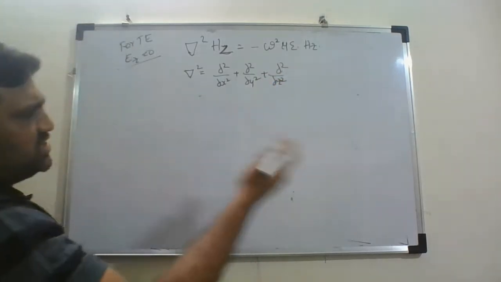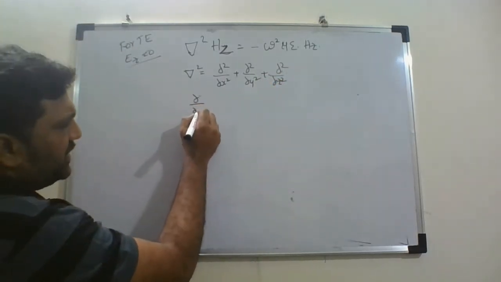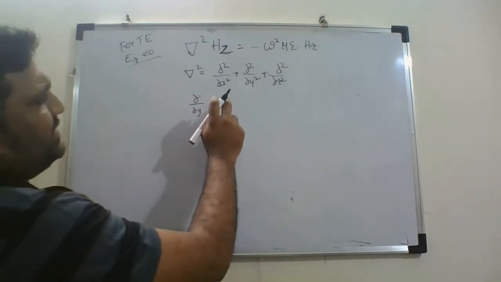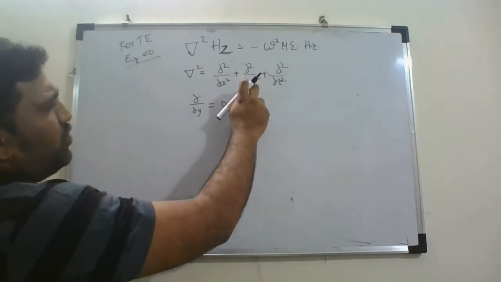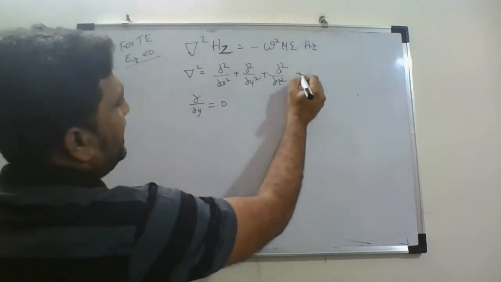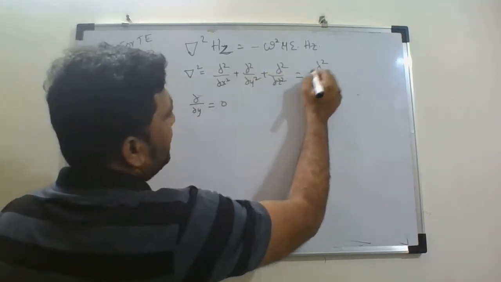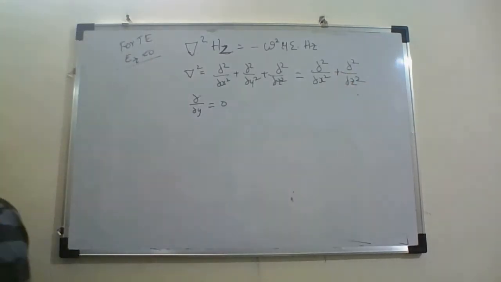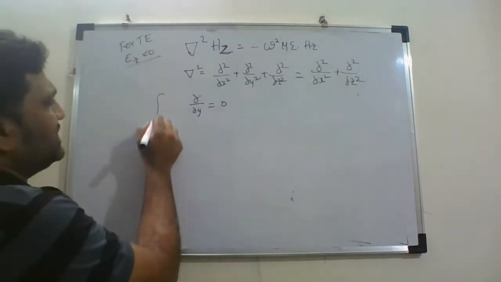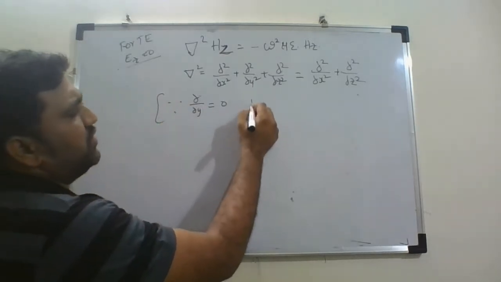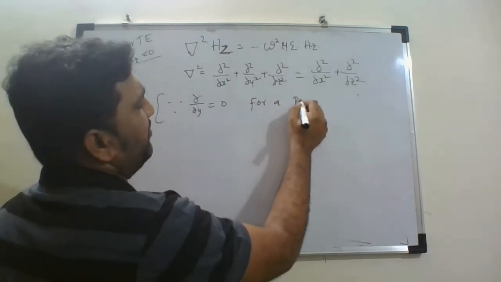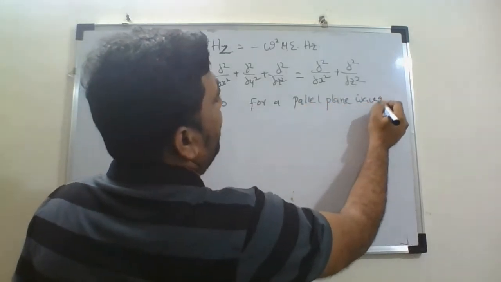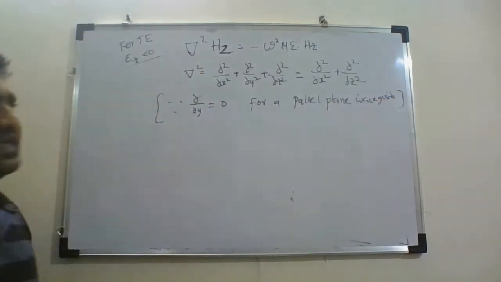But just now we discussed that anything with respect to y is always equal to 0. So dou by dou y is always equal to 0, so dou square by dou y square is also equal to 0. So we get del square as only dou square by dou x square plus dou square by dou z square in this case. For a parallel plane waveguide, dou by dou y is equal to 0, and anything with respect to y will be 0.